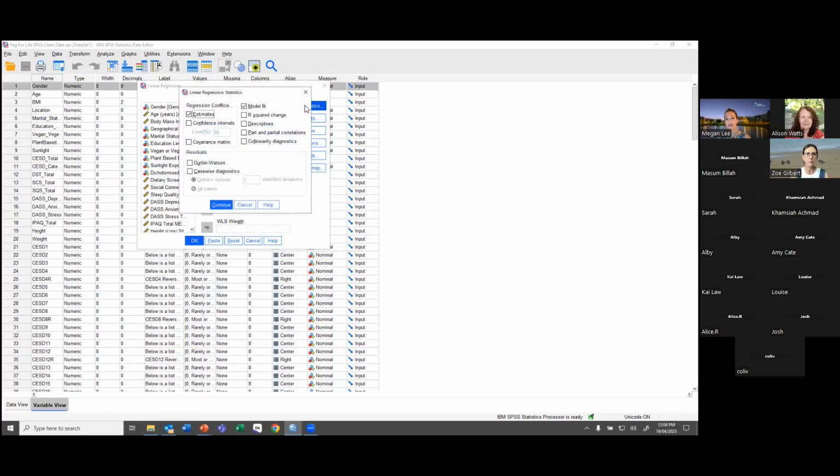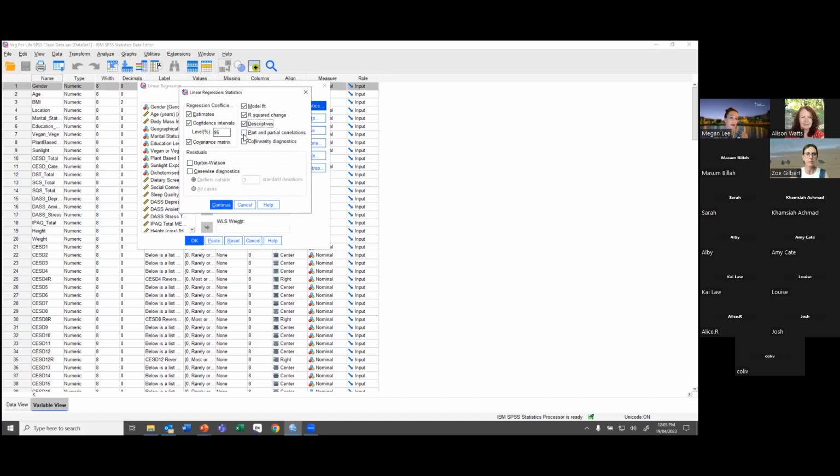Then we go up into statistics. And this time we want to see our confidence intervals. You can also get your covariance matrix, which will show you the multicollinearity again. If you don't do it the first time, you can do it within the analysis. R squared change. So remember, R squared was our percentage that the independent variable had in the dependent variable. We want to see how that changes between each model.